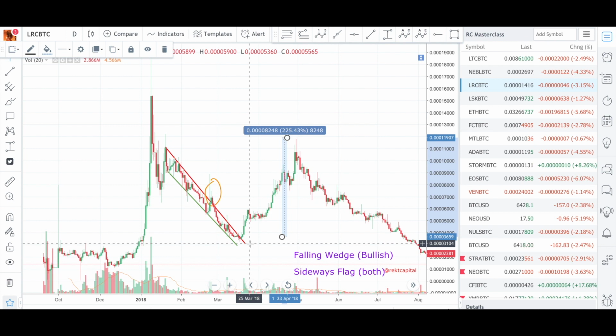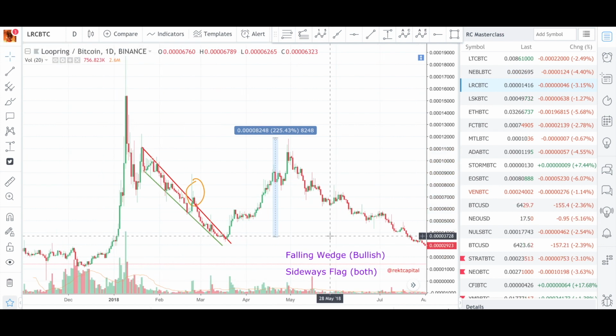And as soon as price broke out, very convincingly, we saw a 225% rally to the upside, which was very impressive. It showed that this was a break of a downtrending resistance, which was very significant from around the 19th of January to around the 19th of March. And this shows a very important thing about higher time frame patterns which yield stronger signals.